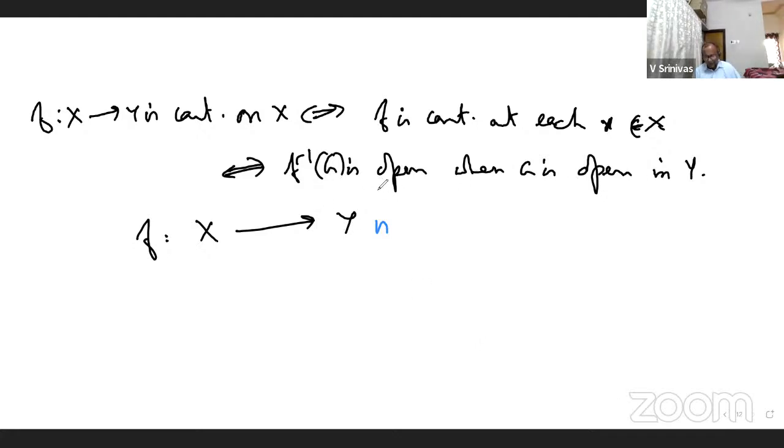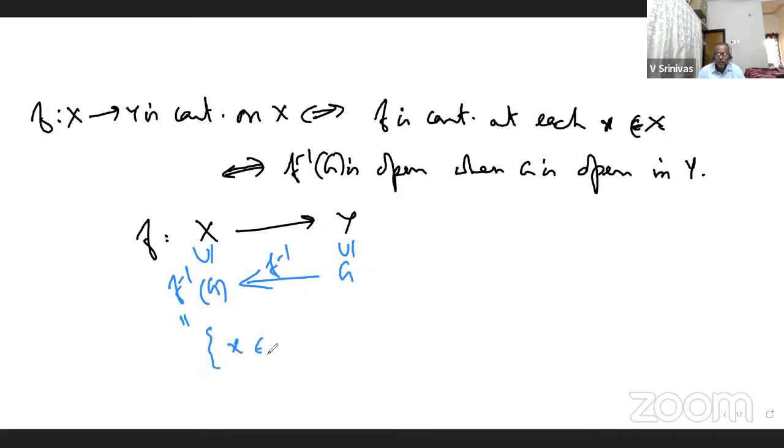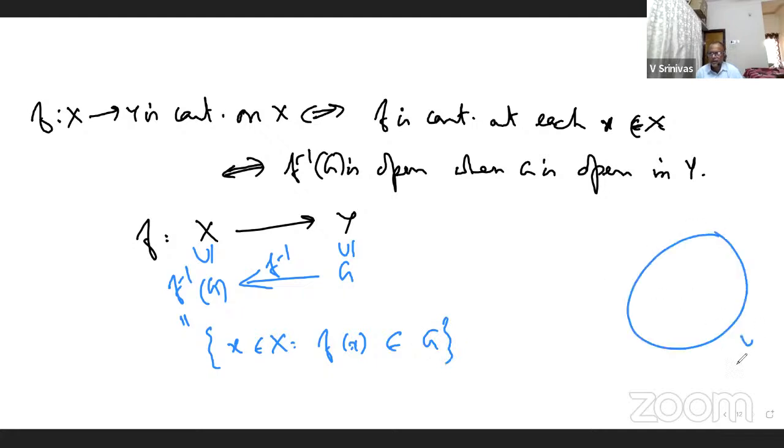F inverse of G is open whenever G is open in Y. See here, you are taking G to be a subset of Y. G is open in Y means G is a subset of Y. You are looking at F inverse of G. F inverse G will be a subset of X. By definition, what is F inverse G? This is the set of all x belonging to capital X such that f of x belongs to G.